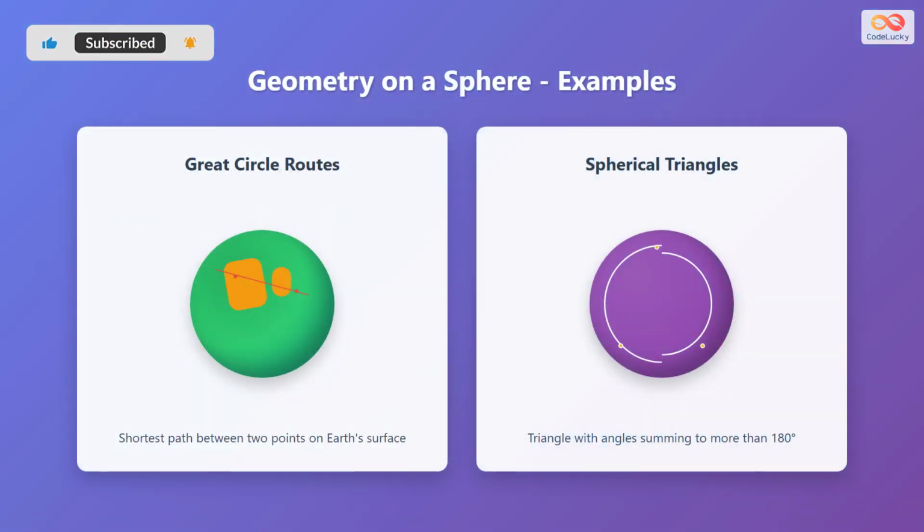Let's look at some examples of spherical geometry in action. One practical application is in great circle routes. These are the shortest paths between 2 points on the Earth's surface, which appear as curved lines on a flat map. Also, consider a spherical triangle drawn on a sphere. The angles of this triangle will always sum to more than 180 degrees, a direct consequence of the sphere's curvature.